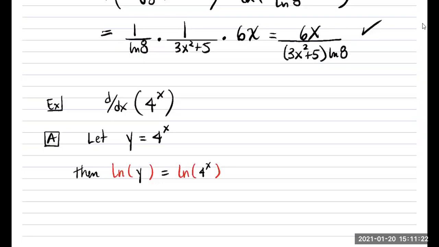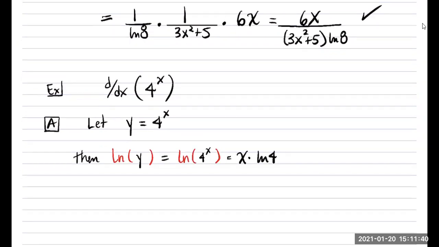On the right-hand side, notice I can write the logarithm of 4 to the x as x times the natural logarithm of 4. And the logarithm of 4, I don't know what that is. We could stick it in our calculator and find out, but it's a constant. Okay, now take the derivative of both sides. Chain rule on the left.